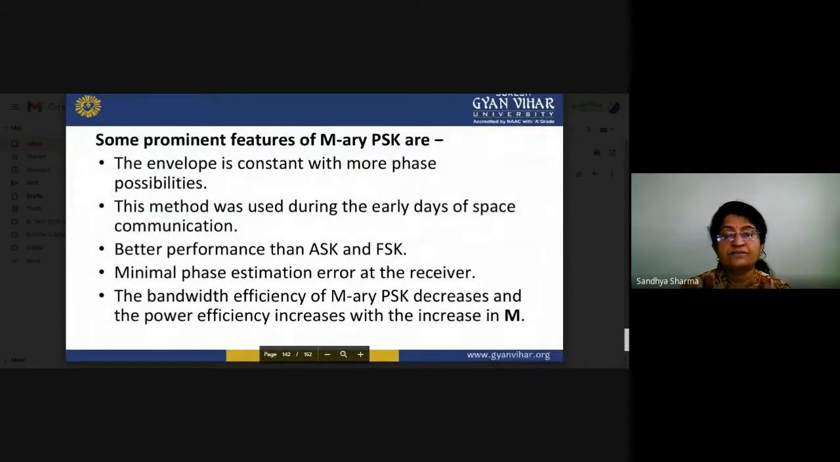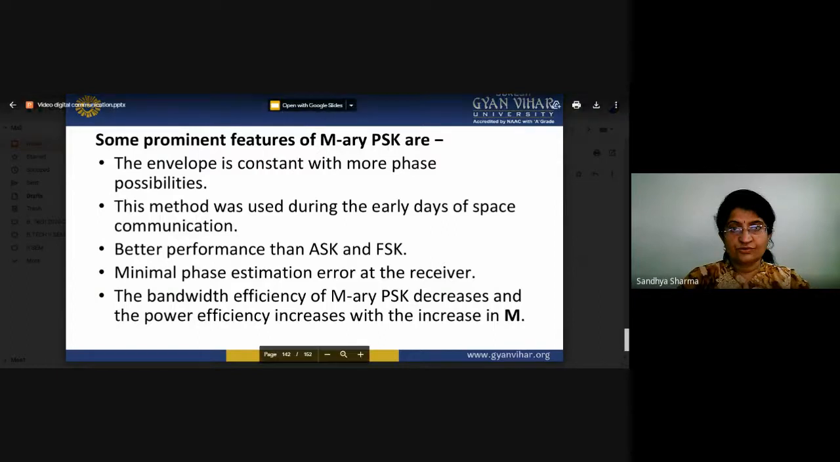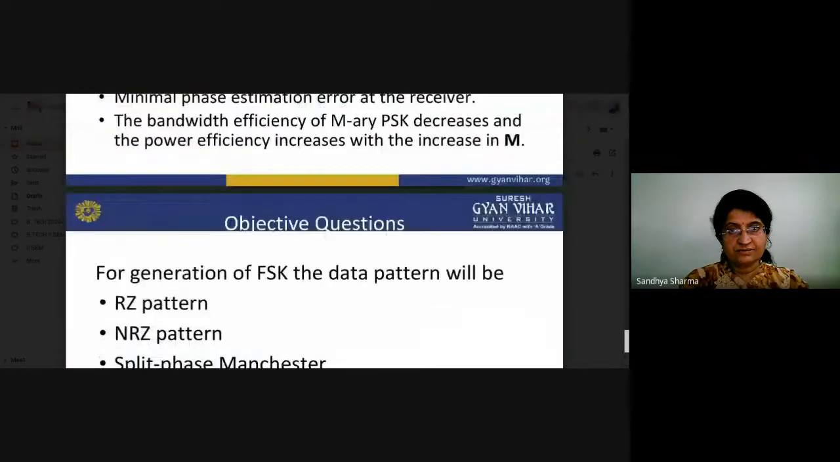Those are some prominent features of M-array PSK. The envelope is constant with more phase possibilities. There are no changes in envelope. This method was used during the early days of space communication. It has better performance with respect to ASK and FSK, and minimum phase estimation error at the receiver. Bandwidth efficiency of M-array PSK decreases and power efficiency increases with increase in M, because as M increases, the amount of power also increases by allotting to these systems.